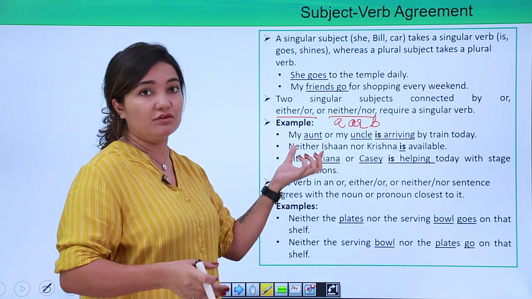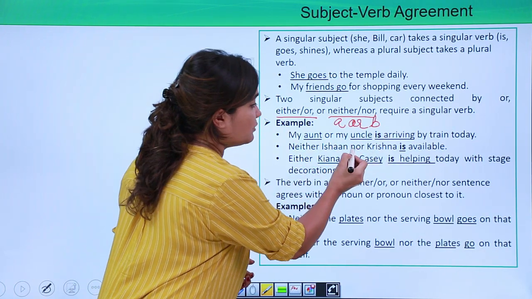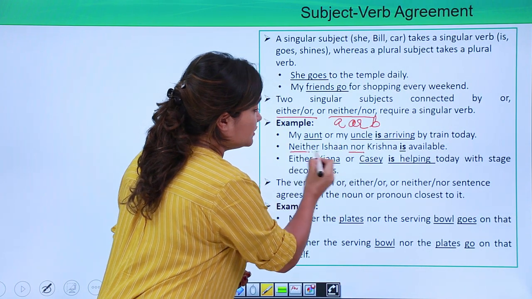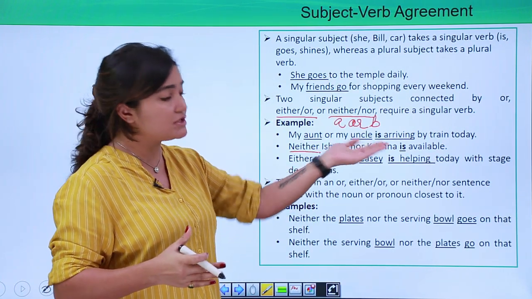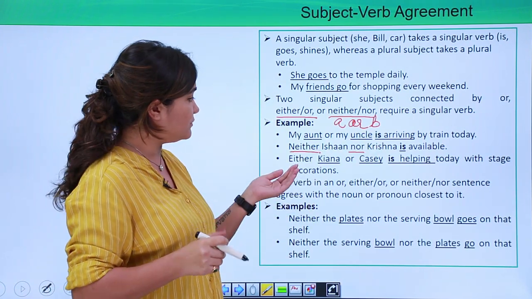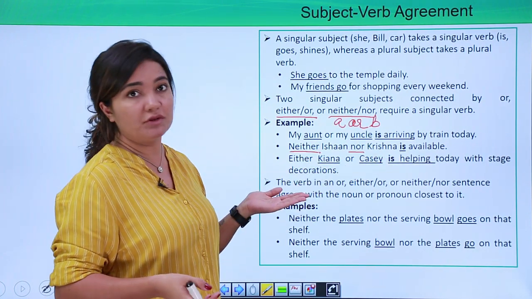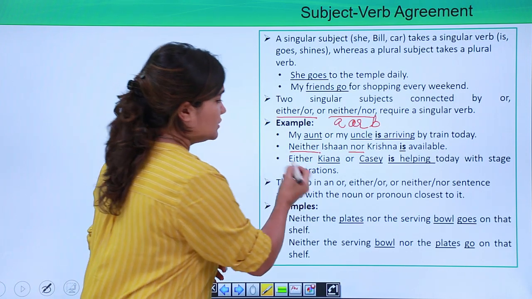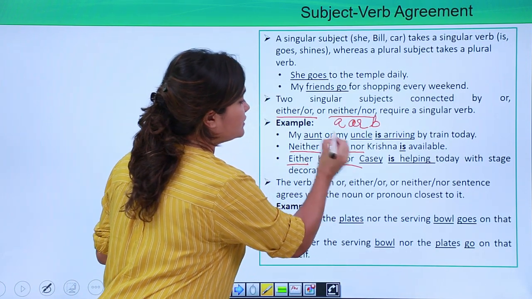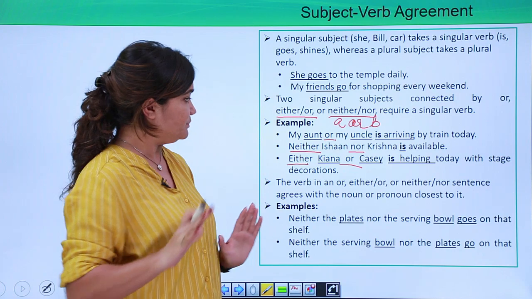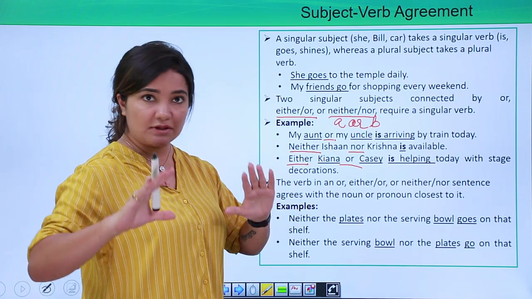So here, either of them. Because it is connected by nor, neither nor, again the verb which is going to be taken up is going to be singular. Here, either Kiana or Cassie is helping me today with the stage decorations. The same goes, the rule remains the same: either or, neither nor, or, right? Simple, very easy, clear, registered.